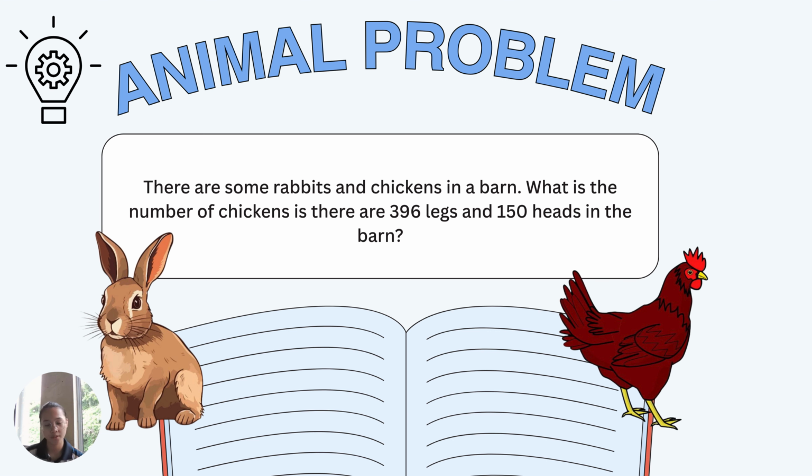So in this problem, we only have two kinds of animals, which are the rabbits and chickens. And also there's the information given, which is the 396 legs and also 150 heads. So how to solve this problem?